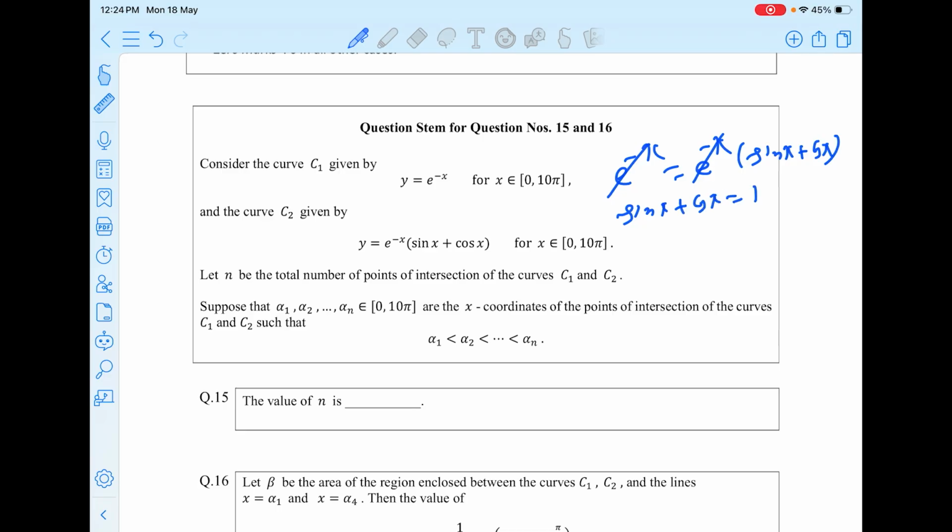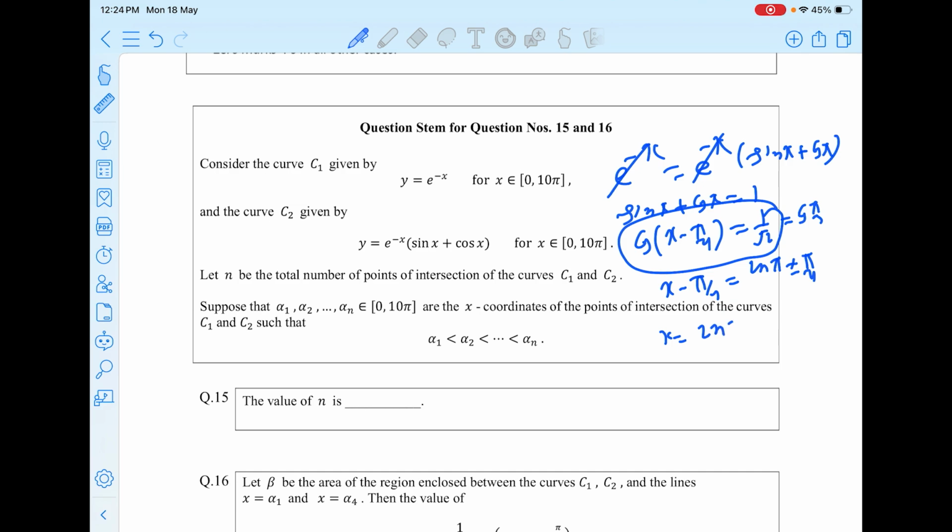These type of questions, how to solve? Trigonometric equation we have discussed, a cos x plus b sin x is equal to c, divided by root a square plus b square. So this will become cos of x minus pi by 4 is equal to 1 by root 2. Okay, so that means the general solution: x minus pi by 4 is equal to, this can be written as cos pi by 4, so that is 2n pi plus or minus pi by 4. So x is equal to 2n pi plus or minus pi by 4 plus pi by 4.